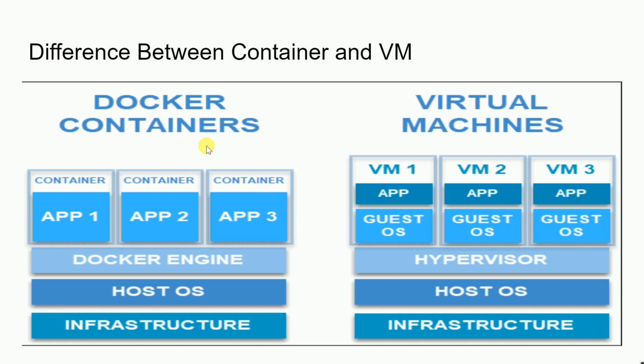Similarly, in a Docker container, we need to have an infrastructure. Then we need a host operating system, Windows or Linux. Then we don't need to set up the hypervisor layer. We need to set up the Docker engine. And the Docker engine contains multiple apps: container 1, container 2, container 3. But they don't require any guest operating system because they have a pre-built and pre-configured image with the operating system and the dependency libraries. So this is the main and core difference between a container and a virtual machine.